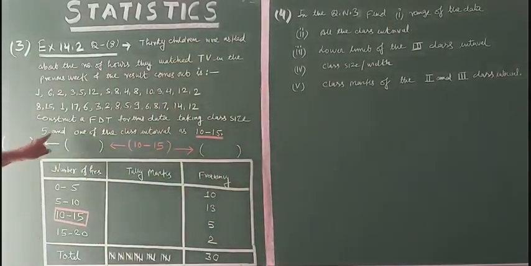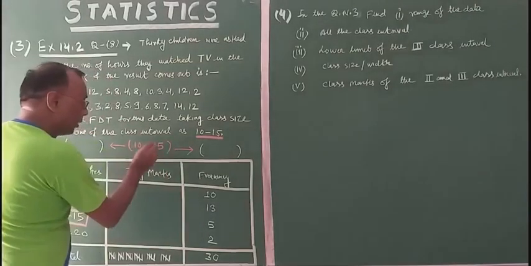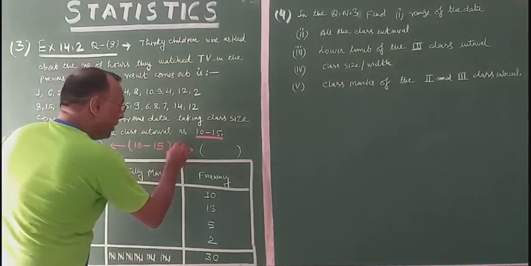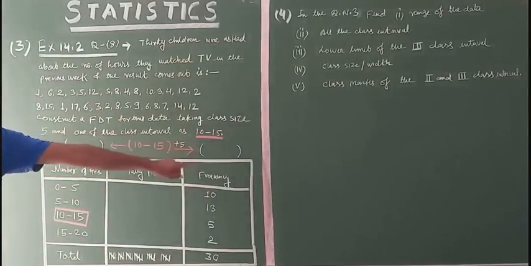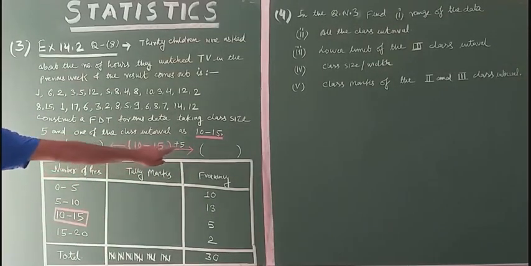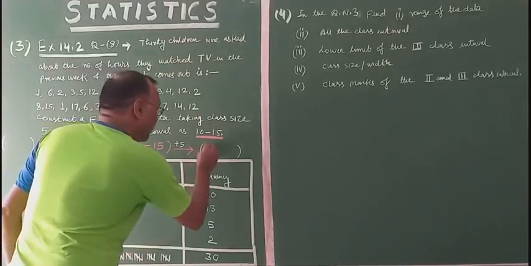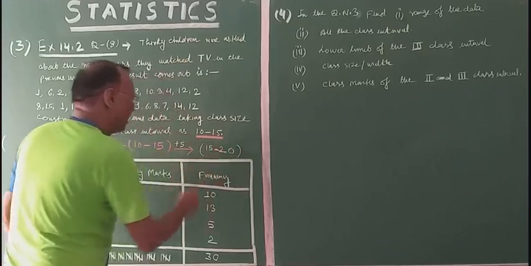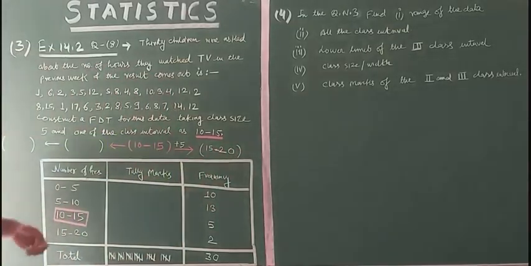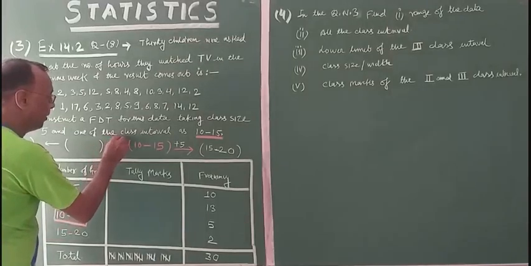What is our class size? 5. जब मैं राइट की तरफ जा रहा हूं तो इन दोनों नंबर 10 and 15 में +5 करूंगा. When I am moving to the right side, we will add this 5 to both the numbers. So 10 plus 5 is 15, dash 20. And when we go to the left side, we will subtract 5, यानी -5 we will do here.